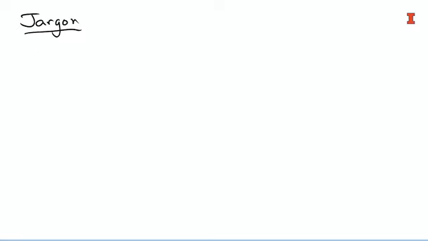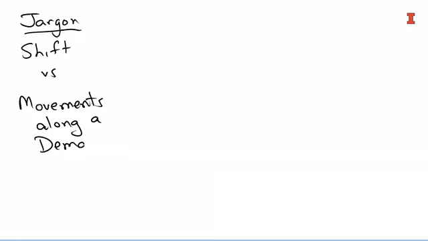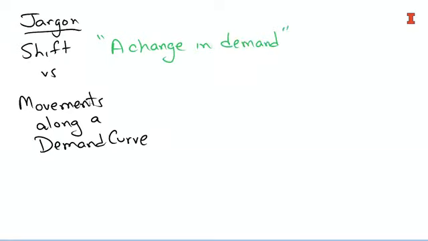Now, before we leave demand, we need to think a little bit about jargon so that we're all on the same page of the book when we talk about this curve. The jargon we're going to talk about is the difference between a shift in a demand curve versus movements along a demand curve. Our jargon for this shift is going to be a change in demand. And our jargon for movements along is going to be a change in quantity demanded.